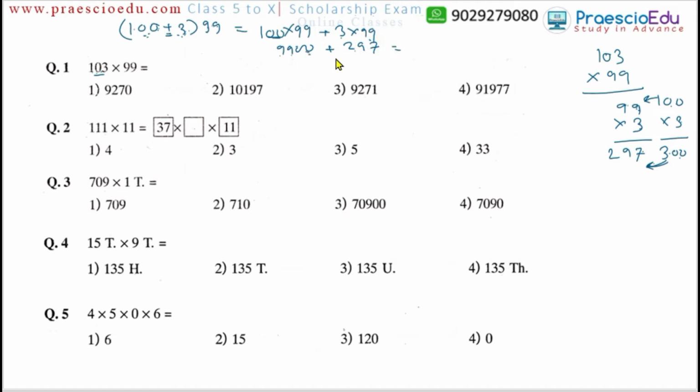So now we are making the addition. 0 plus 7, 7, then 0 plus 9, 9. After this 9 plus 2, 11. So 1 here, 1 carry that, 1 plus this 9, 10. So 10,197, and this is given in option number 2.